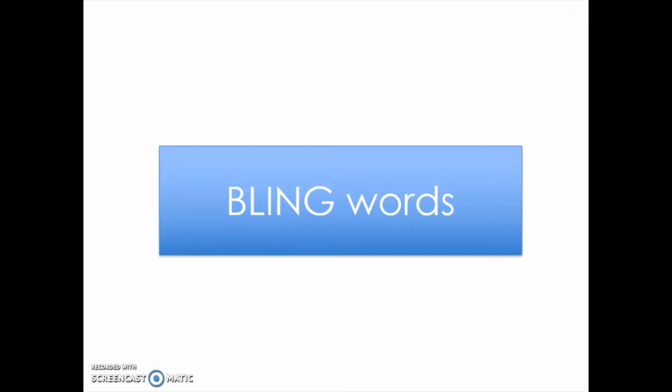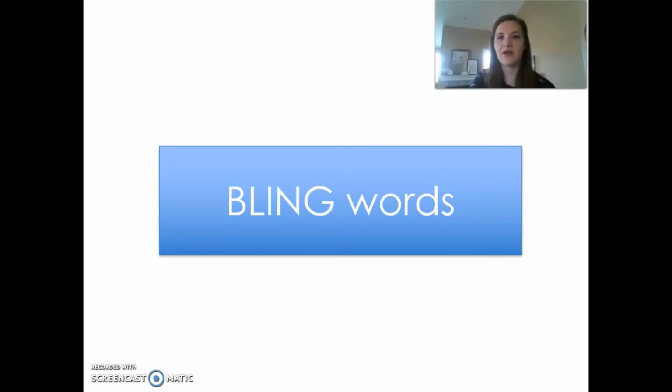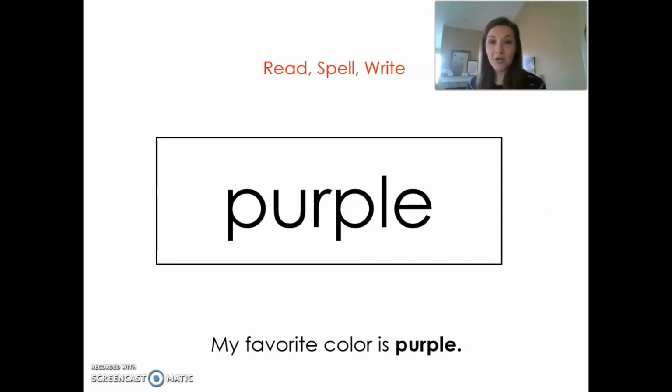Okay, some sight words that we are going to be having this week. I'm going to show back up here. Hi. And we're going to be finishing our color words. So last week we had five of our color words, and this week we will have the other five. So the first one that we have today is purple. How many of you have purple as your favorite color? Okay, let's spell it together. P U R P L E, purple.